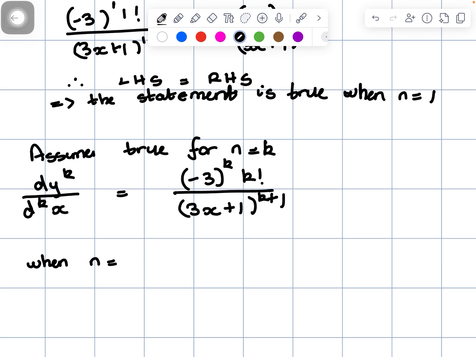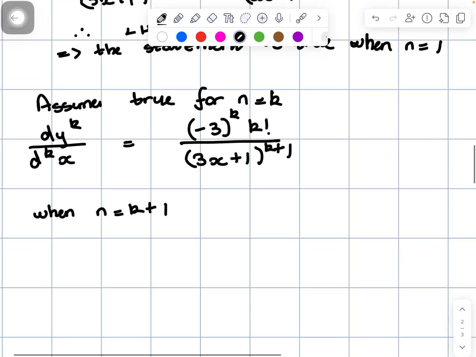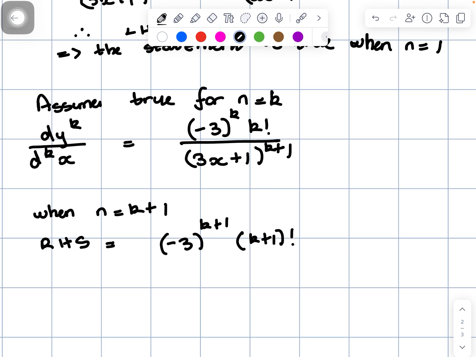Right. Then when n equals k plus 1. What's the right hand side? Wherever there is n, we replace it with k plus 1. So it's minus 3 to the power k plus 1 factorial over 3x plus 1 to the power k plus 1 plus 1, which is k plus 2.